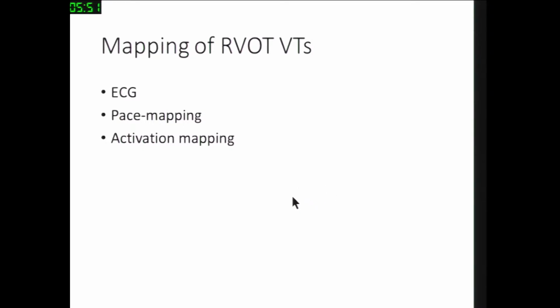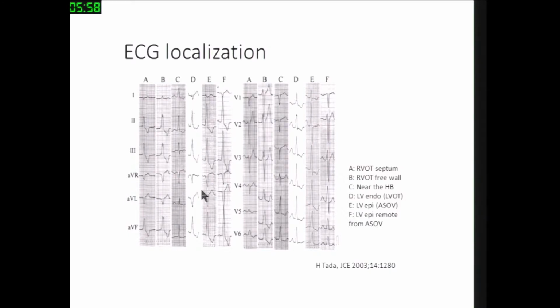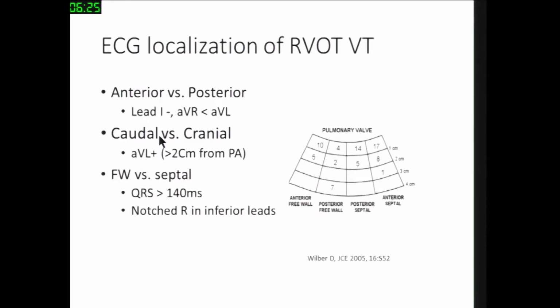We can find the focus of the arrhythmia by ECG, pace map, or activation map. The ECG shows typical findings of RVOT ventricular tachycardia. In leads 1, 2, 3 and the precordial leads, it shows an LBBB morphology, and sometimes lead 2, 3, aVF is positive. There is some difference between the RVOT septum and the RVOT free wall: the free wall has a notch in the QRS and a wider QRS complex.